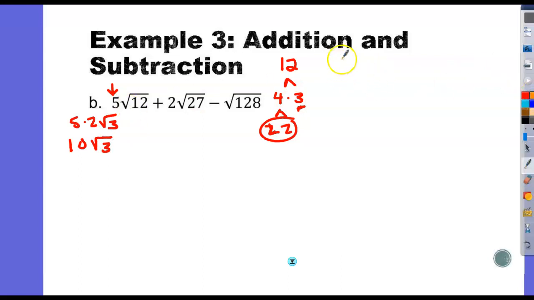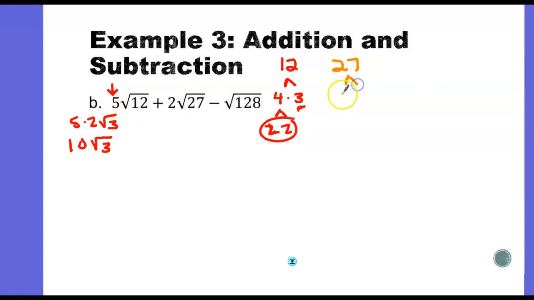On the next part, I'm going to do 27. That'll give me 9 and 3. Which 9 is good because, again, a perfect square.